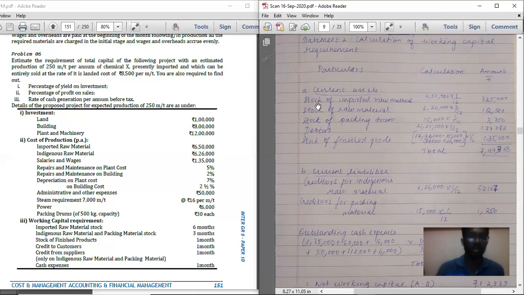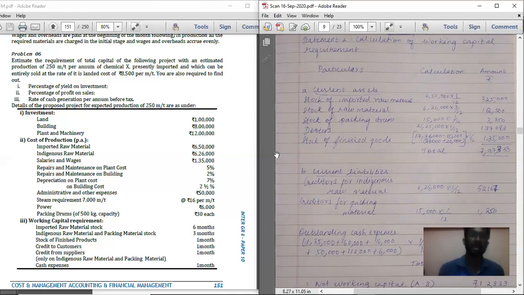Calculation column. What is the total imported raw material? 6,50,000 into 6 divided by 12. That is 6 months of stock should be lying in the closing stock. So 6,50,000 into 6 by 12. Amount column, put 3,25,000.